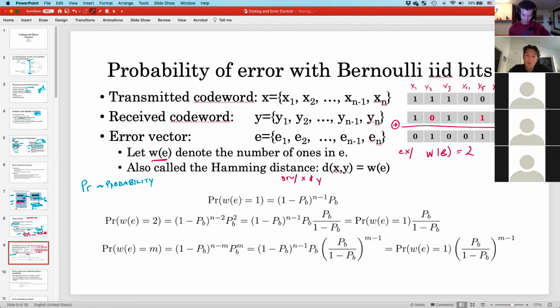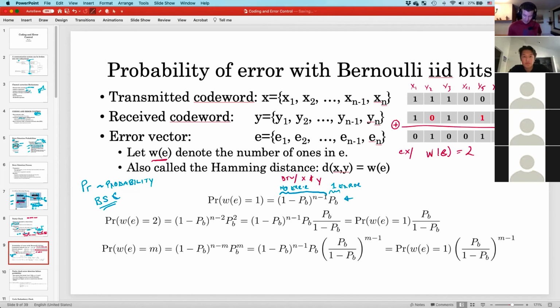So the probability of the event that the weight of the error is 1 only happens in a binary symmetric channel. So this is assuming a binary symmetric channel. That only happens if n minus 1 bits successfully get through, so no error, and then 1 error. This is a little counterintuitive to some people. I want to make sure we all agree that in a code word of length more than 1, to work out the probability of the weight of the error vector being 1, we need n minus 1 non-flips and exactly one flip.